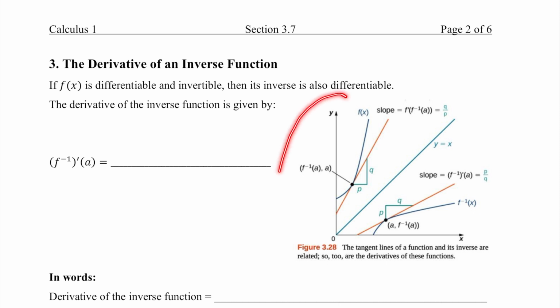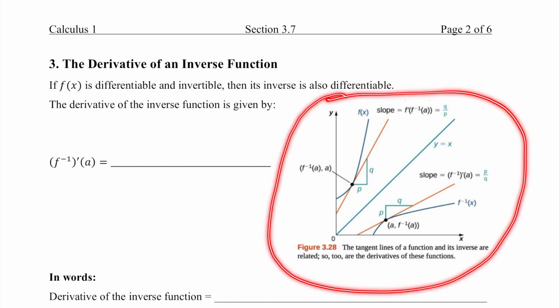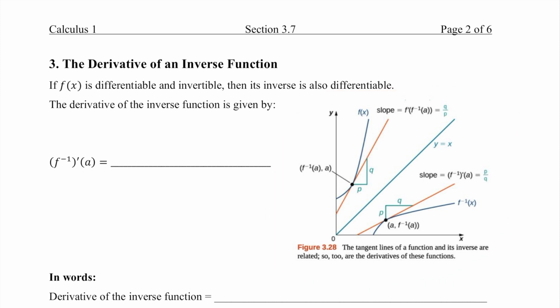Let's use the graph on the right to understand where the derivative of the inverse function comes from. On this graph, I have the graph of f of x and the graph of f inverse of x. This is the line y equals x. Remember that the graph of a function and its inverse are reflections of each other over the line y equals x.